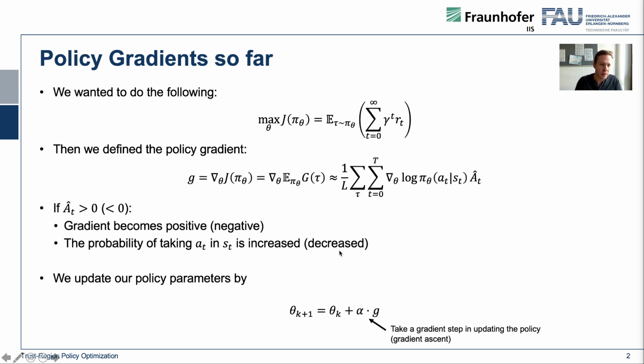And then we updated our policy parameters by a simple update rule where the new set of parameters theta at iteration k plus 1 is nothing else than the current set of parameters in iteration k plus some step size times the gradient of the policy. So we do gradient ascent in this step.